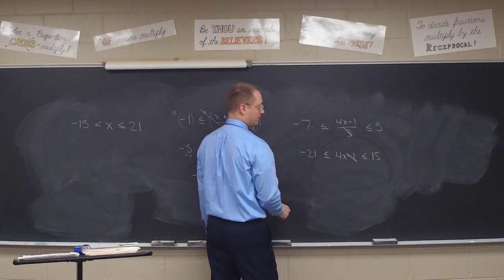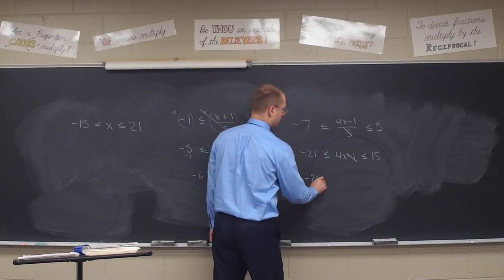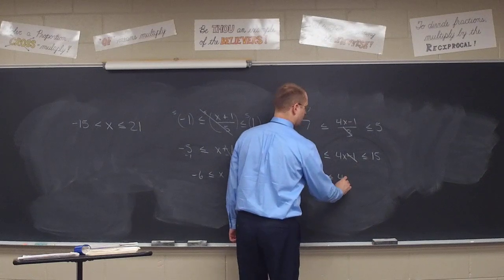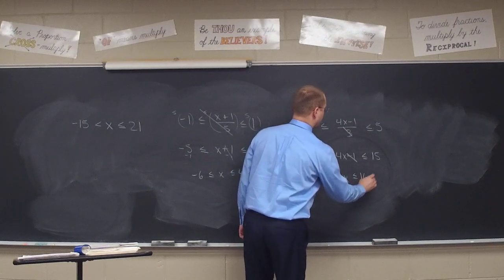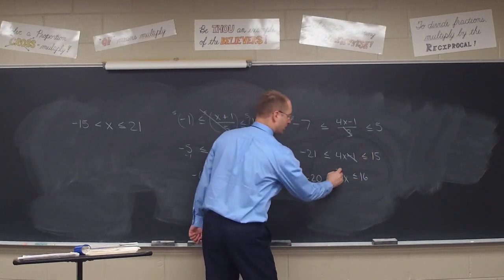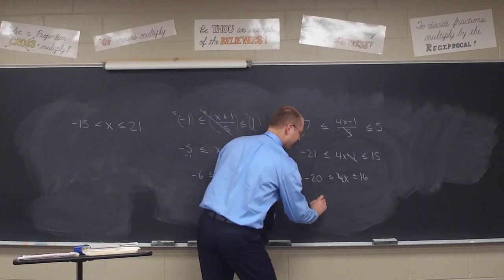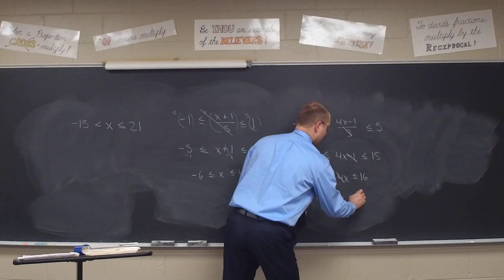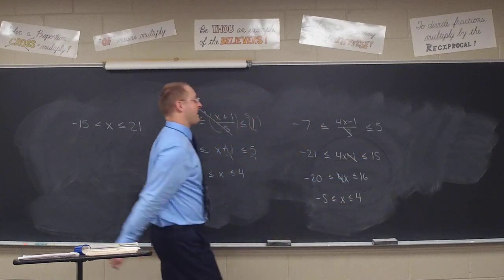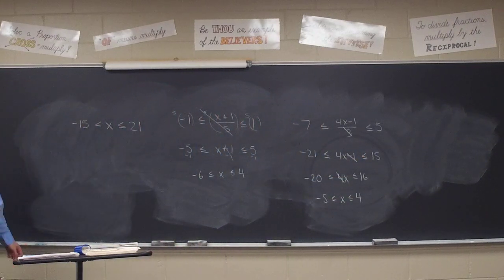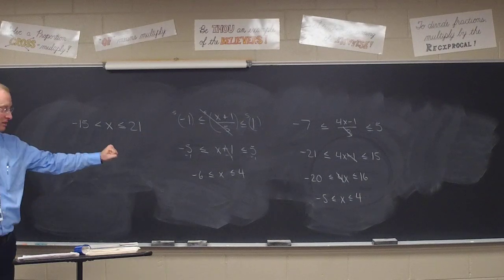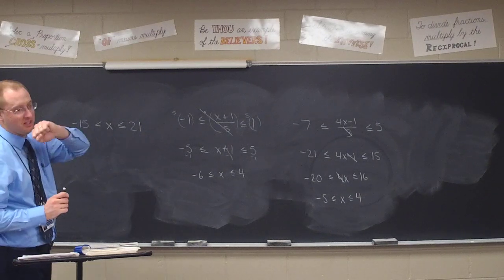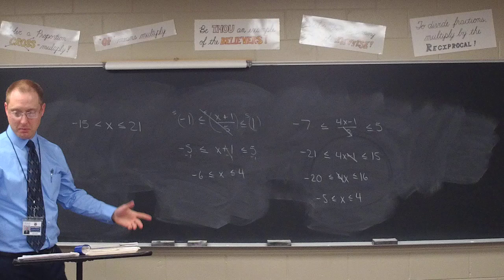And what do we get? Negative 20 less than or equal to 4x less than or equal to 16. And then finally? Divide everything by 4 to get negative 5 is less than or equal to x less than or equal to 4. And then we're going to put a closed dot on negative 5 and a closed dot on 4, and shade everything in the middle. There we go. Feel pretty good about those?